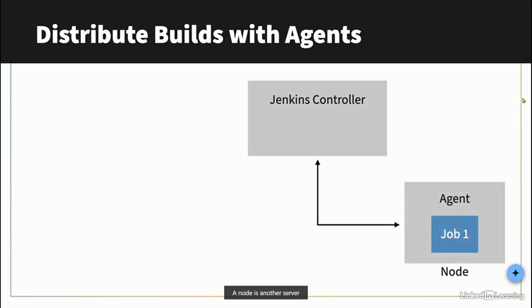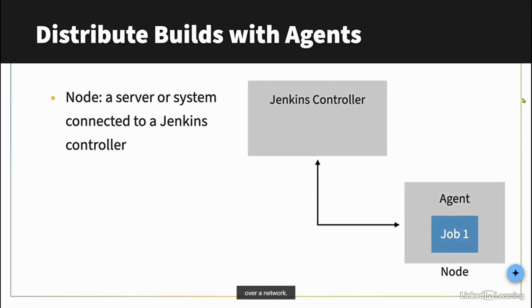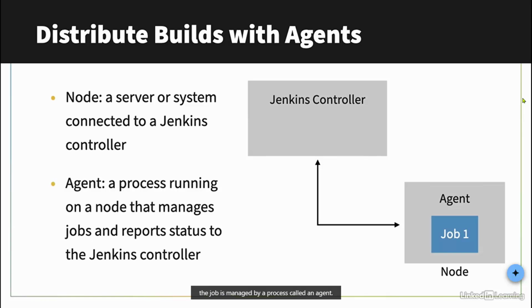A node is another server or system that is connected to Jenkins over a network. Nodes provide the Jenkins controller with a compute resource for running jobs. When Jenkins starts a job on a node, the job is managed by a process called an agent. The agent runs the commands in the job definition and reports status back to the Jenkins controller. In reality, nodes and agents are different parts of a Jenkins system, but you will often hear either term used to refer to an external system where Jenkins runs jobs.